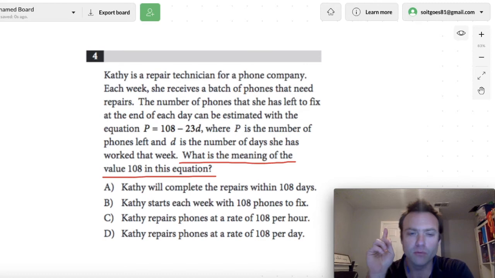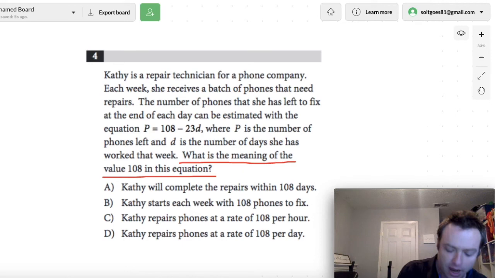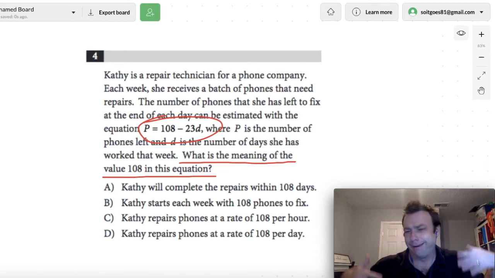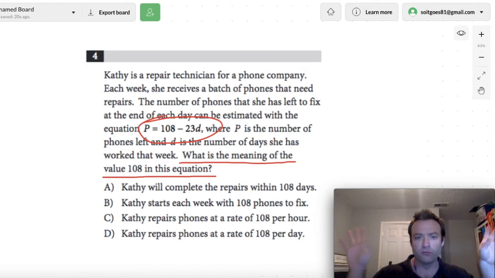Now, Caden, if you're anything like me, and I would argue most students, just by looking at this equation here, I don't know what 108 means. I remember seeing this question for the first time and thinking, I don't have a clue. Algebra is not as intuitive as you would hope. In fact, it's not intuitive at all. Very rarely is what looks like it might be the case the case. Which is why I recommend so much thinking in concrete terms. So let's not even worry about the equation right now. Let's just focus on the meaning of the value 108, and let's look at the answer choices.